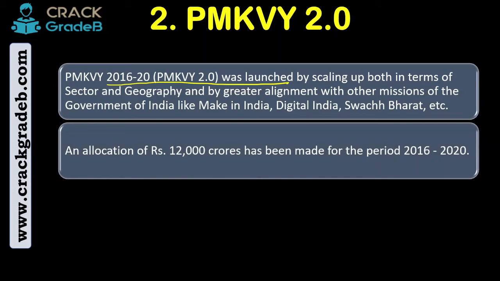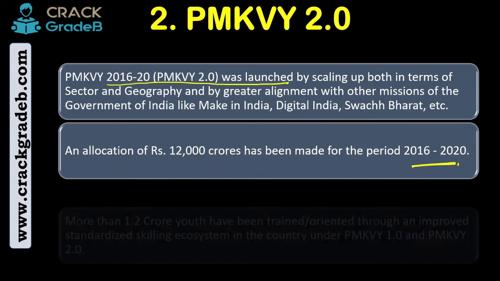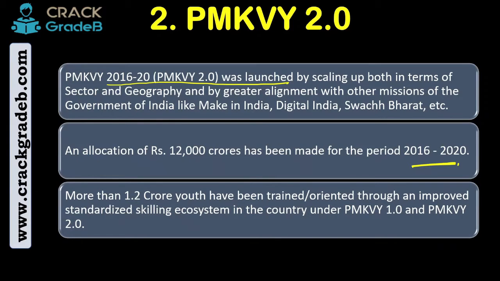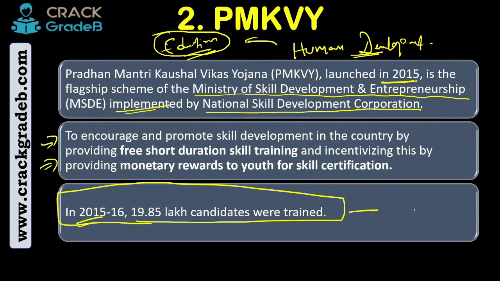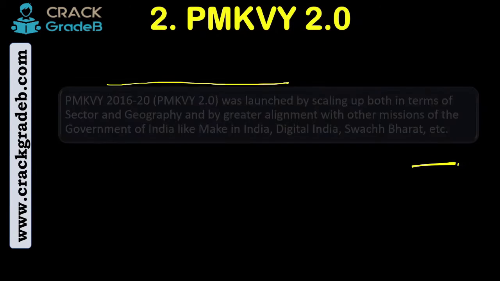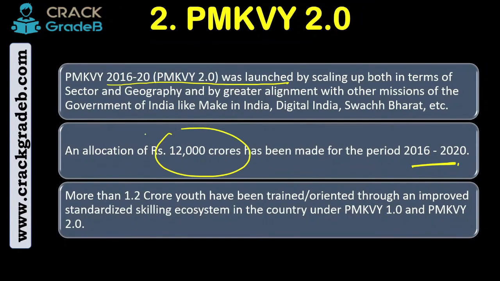Now let's move forward. An allocation of 12,000 crore has been made for the period of 2016-20. Okay, so 12,000 crore has been made. More than 1.2 crore youth have been trained, oriented to an improved standardized skilling ecosystem in the country under PMKVY 1.0 and PMKVY 2.0. Okay, so let me go to the phase one. This was 1.0. The outcome was 19.85 lakh candidates. Now this is 2.0. And in 2.0, 12,000 crore was spent during the period of 2016 and 2020. 1.2 crore youth have been trained under 1 and 2.